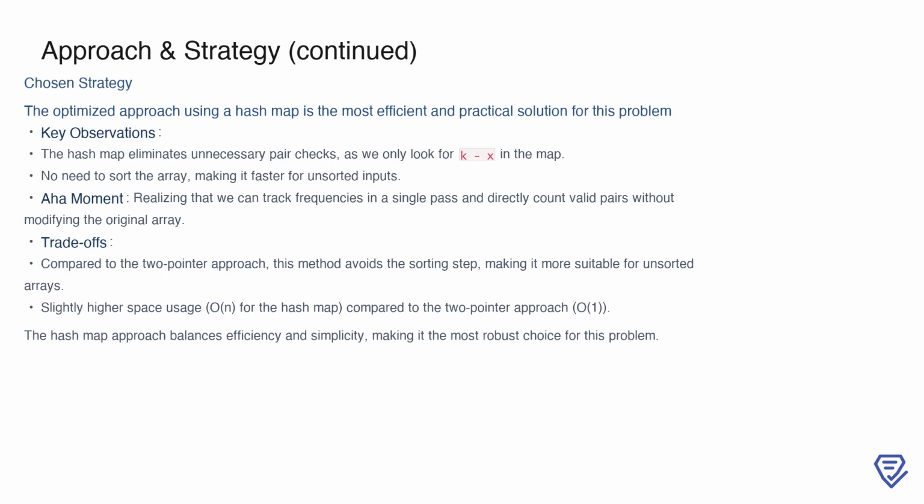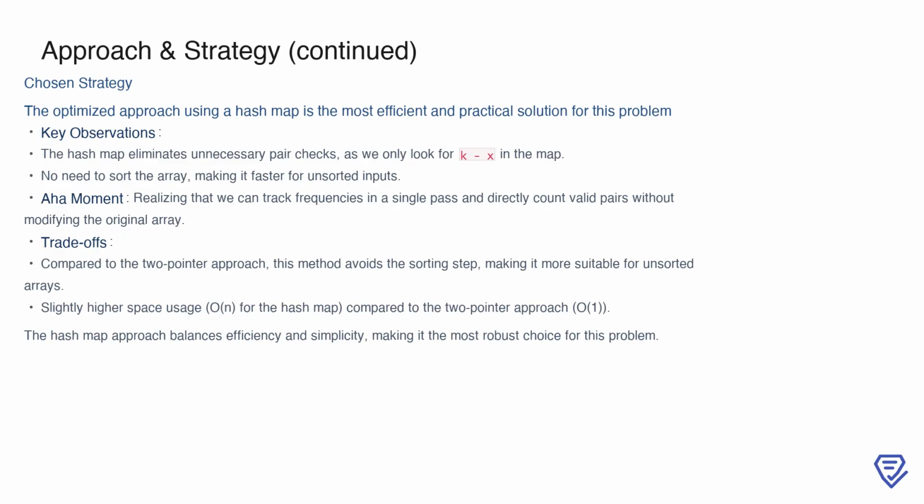Among the approaches discussed, the optimized hash map solution stands out as the most practical and efficient. The hash map allows us to directly track the frequencies of numbers and check for complements in a single pass, eliminating the need for nested loops or sorting. This efficiency makes it especially suitable for unsorted arrays.